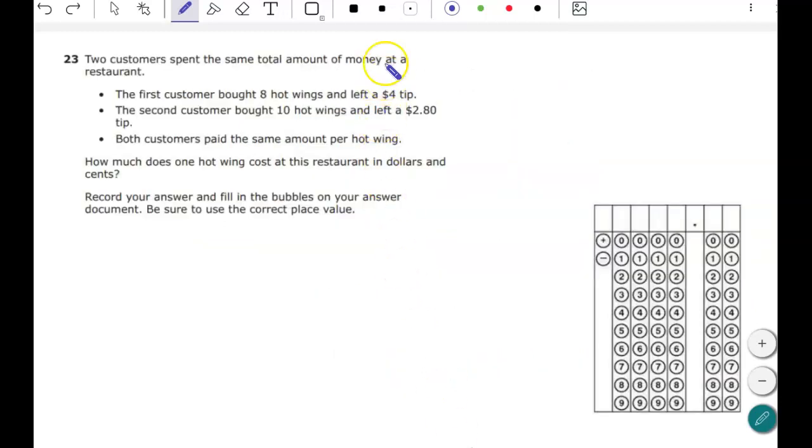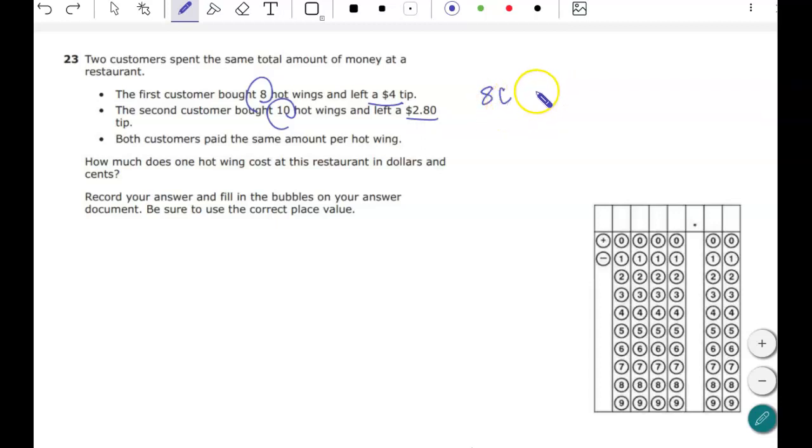Next one, so two customers spent the same amount of money at a restaurant. So they're equal amounts. The first customer bought 8 hot wings and left a $4 tip. The second customer bought 10 hot wings and left a $2.80 tip. Both customers paid the same amount per hot wing. How much does one hot wing cost at this restaurant in dollars and cents? All right, we don't know the cost per hot wing.